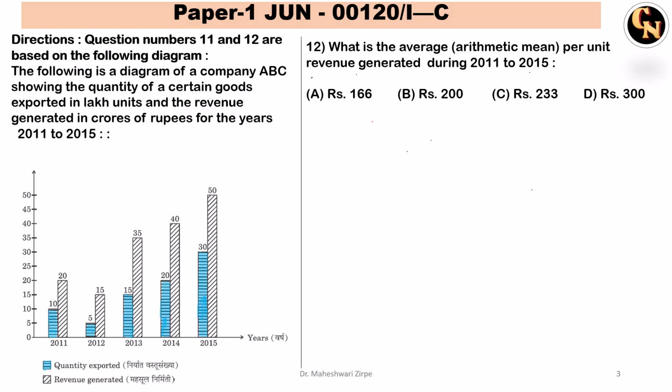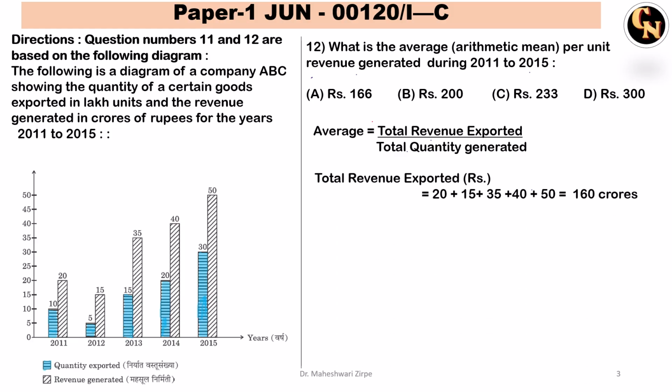Let us start. Now the first thing is the average will be total revenue generated divided by total quantity exported. Directly you are not going to solve this. First you will find out the total revenue. So what is the total revenue? Let us write it down. It is 20 crore plus 15 crore plus 35 crore plus 40 crore plus 50 crores.